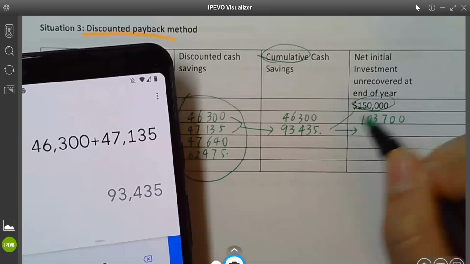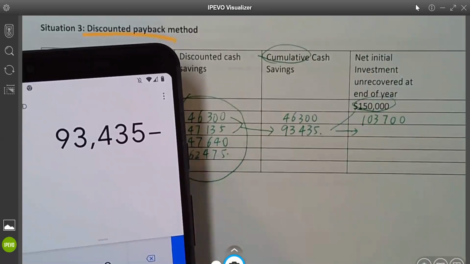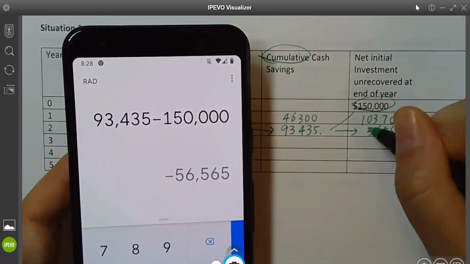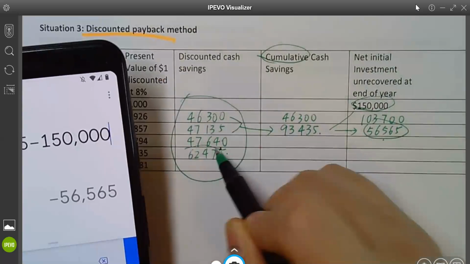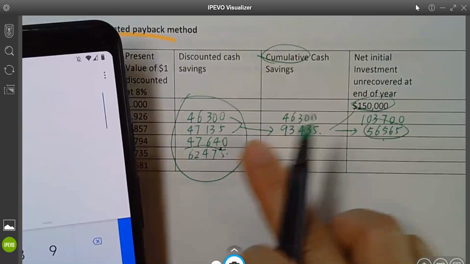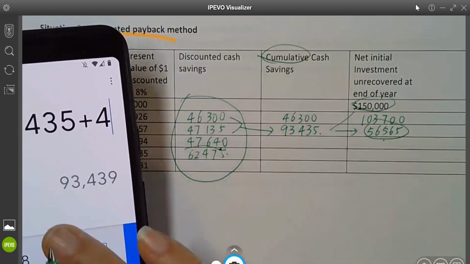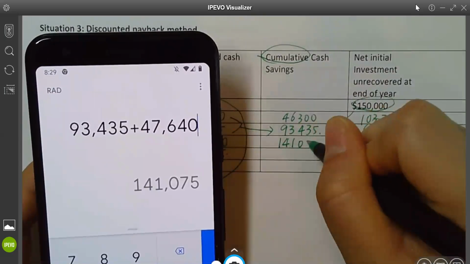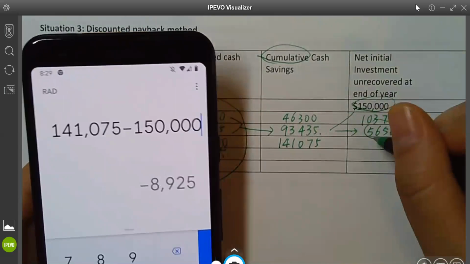Okay. So now you owe 150,000, and you paid this much. So now your outstanding balance is 150,000 minus 93435, so you still owe 56565. Okay. So now you need to use this one whole year, right? So after this year, your total is 93435 plus 47640. So now you have paid 141,075 out of 150,000.